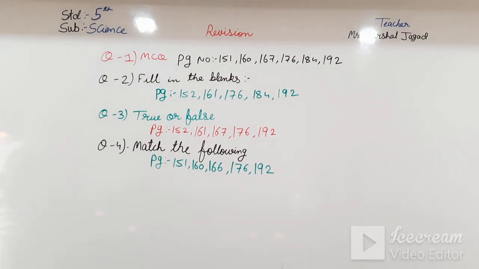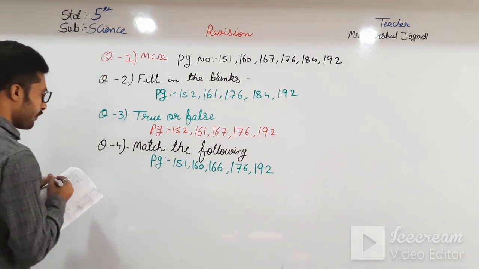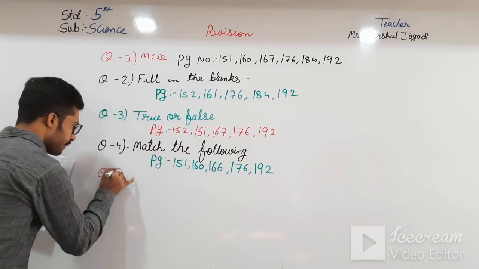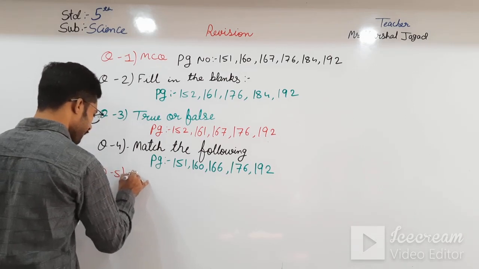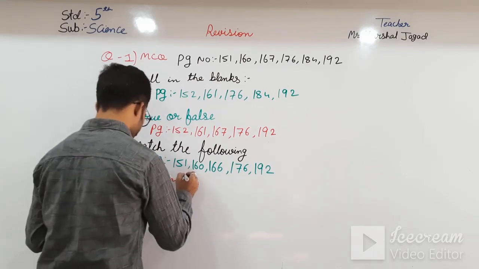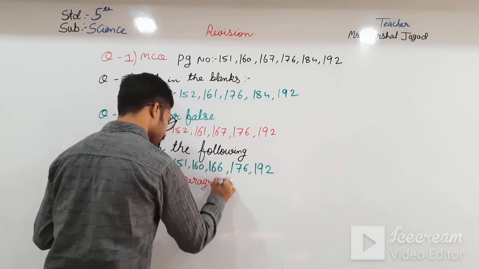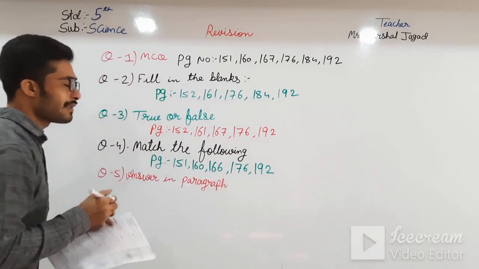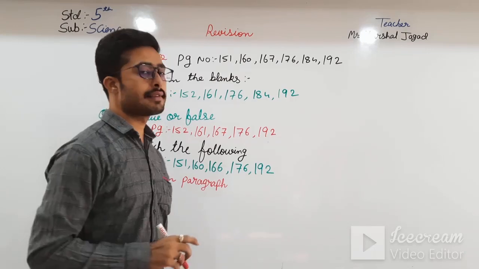That is answer in paragraph. Question number 5, that is answer in paragraph. So, in question number 5, answer in paragraph, that will be asked 1, 2 will be given. From that 2 you have to write only 1.